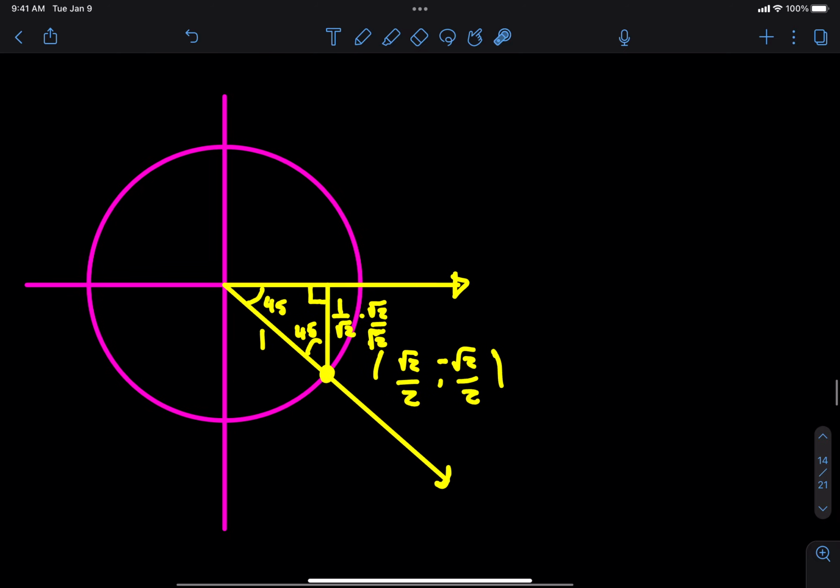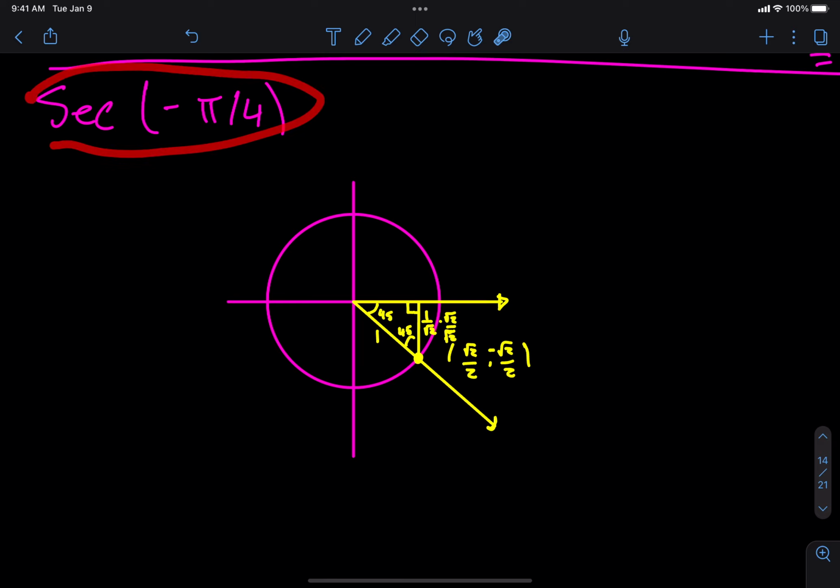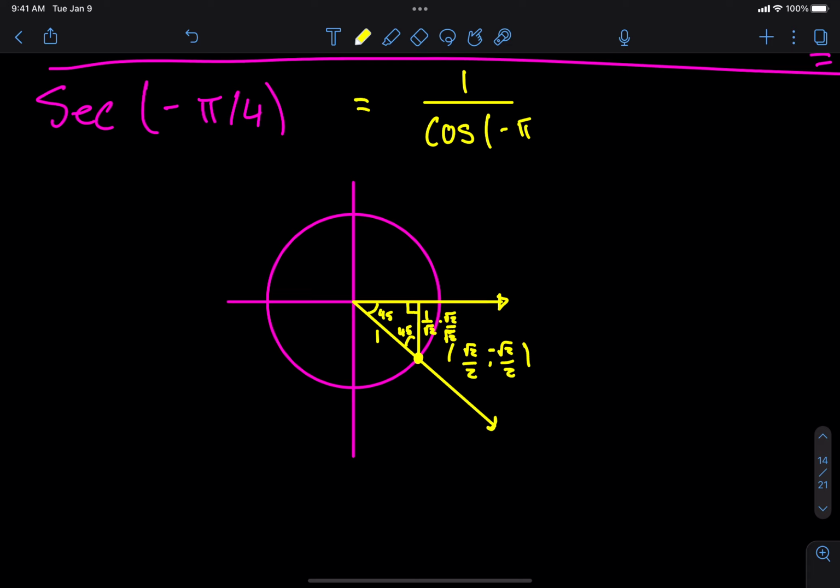Wait, are we even done yet? No, we're not done yet. We're supposed to find secant. Now secant, I think secant is sine, right? No. The world is not as it should be. Secant is going to be equal to what? 1 over cosine of negative pi over 4.